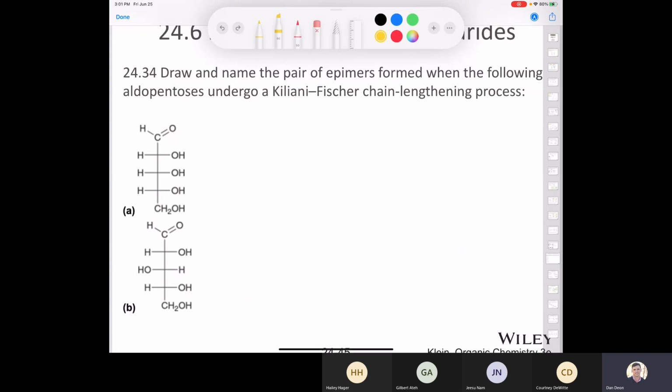Draw and name the pair of epimers that are formed when the following aldopentoses undergo the Kiliani-Fischer chain lengthening process. So what's the Kiliani-Fischer? First, we treat it with HCN to make the cyanohydrin. Then we treat it with this type of poison catalyst, so hydrogenation, palladium with barium sulfate. Barium sulfate and water.